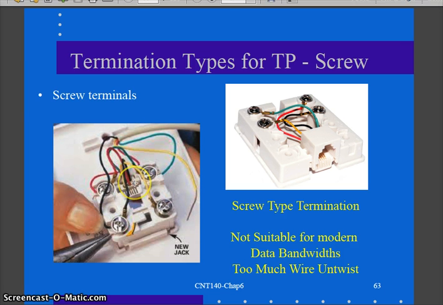There's too much wire and twist, which gets rid of the cancellation, which allows crosstalk and other interference to creep into our data network. So, screw type termination was acceptable for phone and early data, but not by today's standards. So, we don't use screw type termination anymore.